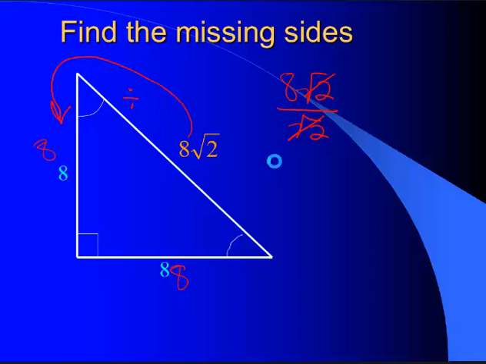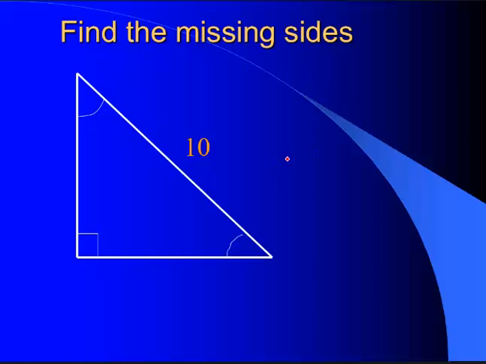Now your hypotenuse may not have a square root 2 after it, but I'm still going to do the same thing. If I'm going from long to short, I'm still going to divide, and I'm still going to divide by the square root of 2. So I take my 10 and I divide it by the square root of 2.